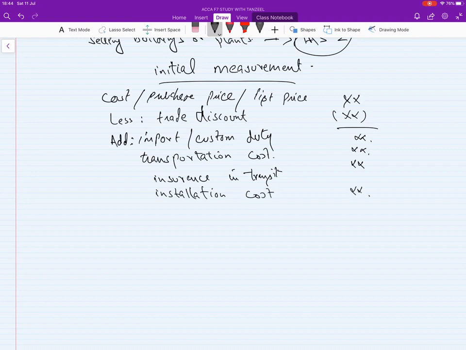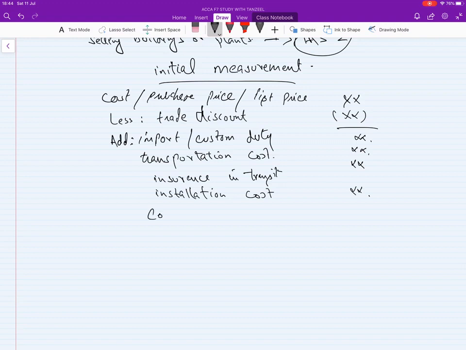Then is installation cost. Like you install something, then it costs you more. Like you have a plant, then you need to spend 100,000 to install this device or the plant. That expense you can include in it. Any professional fees, accountancy fees, anything in it.